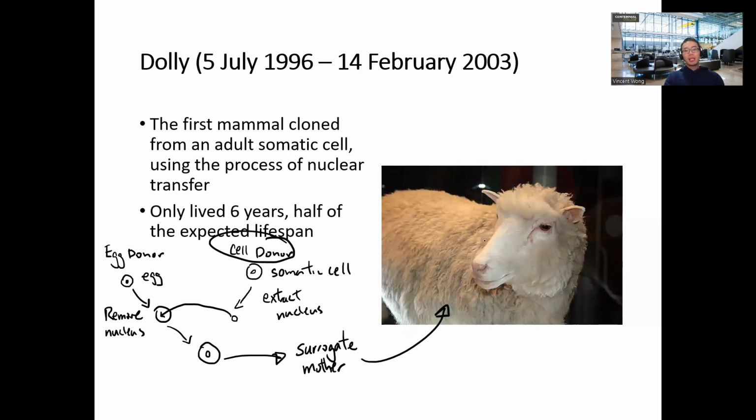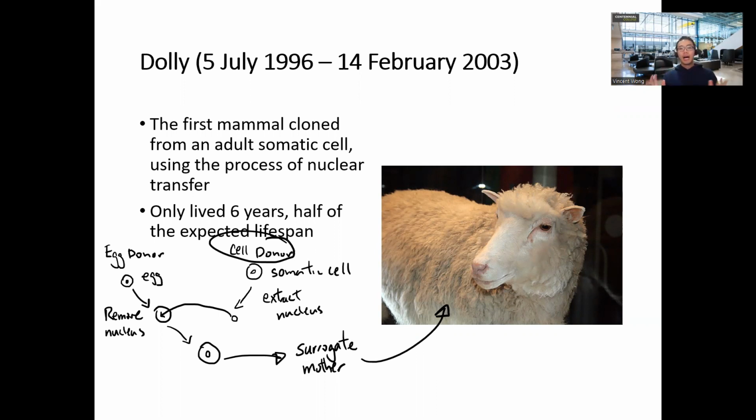And what happened was the sheep, Dolly, was only able to live for 6 years, half of the expected lifespan. So here is why the sheep was not able to live a healthy, long life. That's because of the telomeres. I was telling you, every time we divide, the telomeres get shorter and shorter. Eventually, they get critically short, and they're not allowed to divide anymore, right?